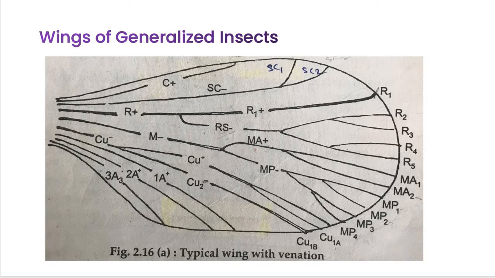Again here you can see the media, or median vein, which after running a short distance gives two, that is media anterior and media posterior. Media is followed by the cubitus, right? The cubitus bifurcates into two, that is cubitus 1 and 2, and shows further bifurcation. Now the last vein of the wing is the anal vein, and depending on the insect group, the number of anal veins may vary. Okay, now we can see all the veins one by one.